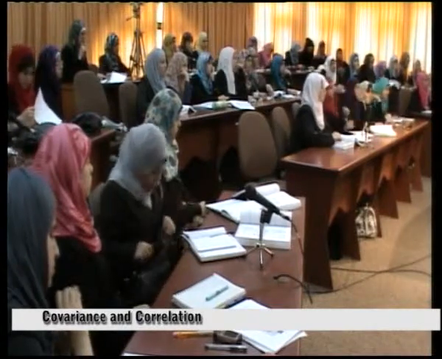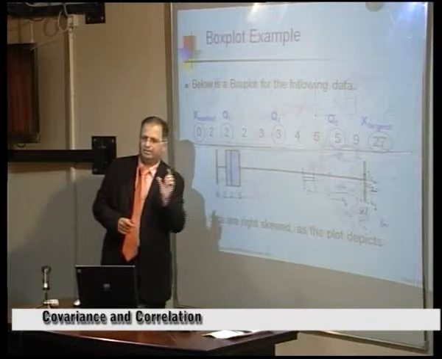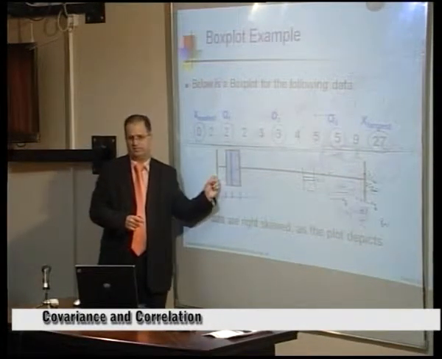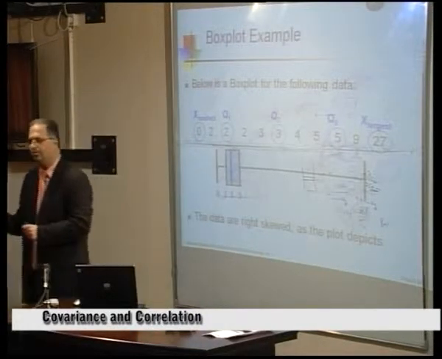For this specific example, we mentioned last time 27 is an outlier. Also here, you can tell the data are right skewed because the right tail is much longer than the left tail. The distance from the median to the maximum value is larger than the distance from the median to the smallest value. That means the data is not symmetric, it's quite skewed to the right.